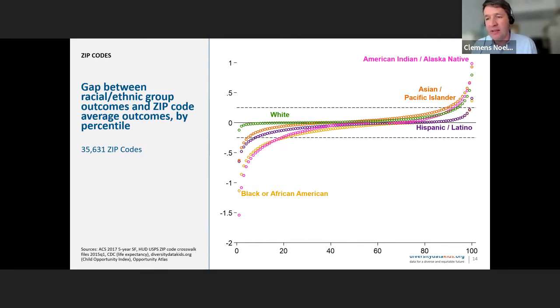Here we've drawn lines at 25% of a standard deviation, and gaps that fall within those bounds you might consider to be less problematic, and gaps that fall outside might be more problematic. So 93% of white children live in zip codes where the zip code level estimate is close to the census tract estimate. The corresponding number for Hispanic children is 92%.